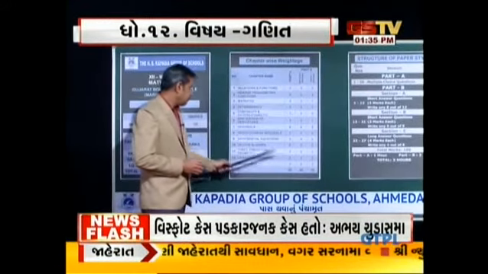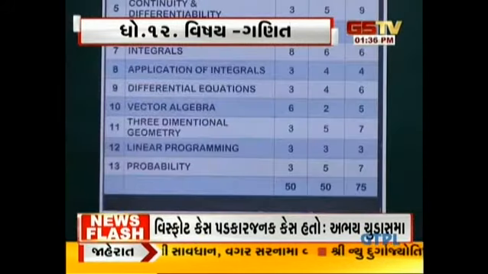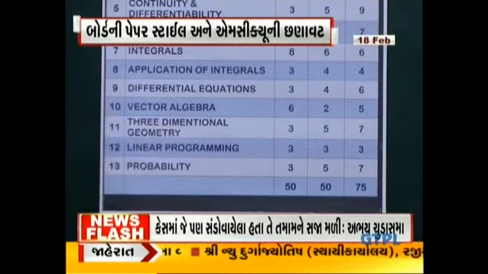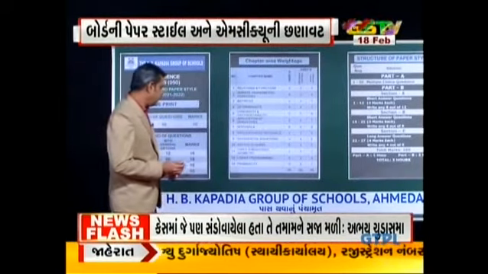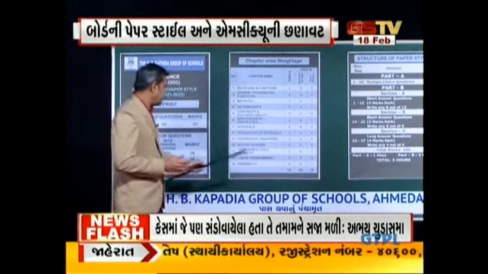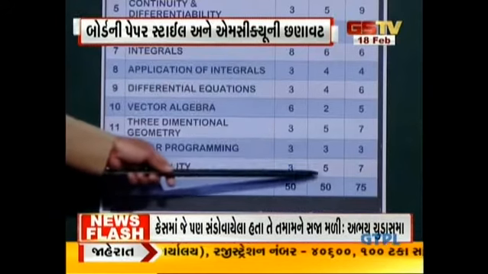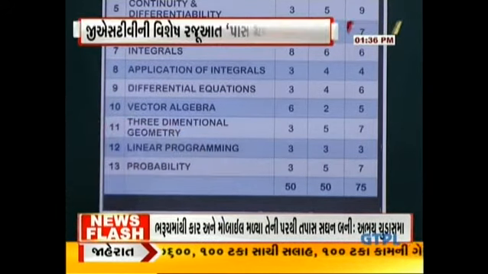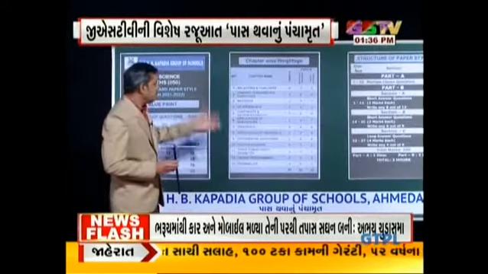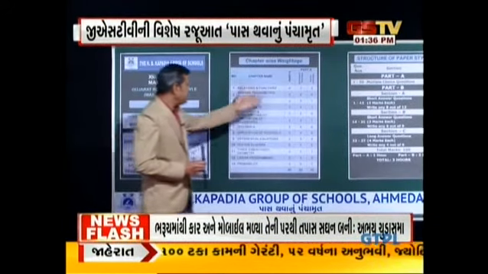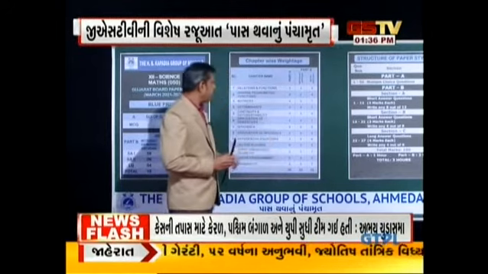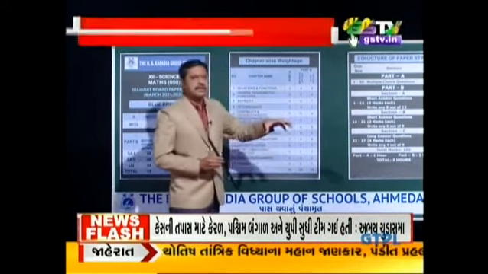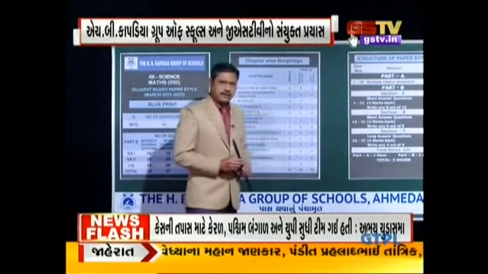Chapter number 12, linear programming, 3 marks for MCQ, 3 marks for subjective and 3 marks with general option for Part B. And the last chapter, probability, MCQ part 3 and without general option 5 marks, with general option 7 marks. So in this way, in chapter wise weightage, students, 50 marks, 50 MCQ for Part A and 50 marks for Part B, and with general option 75 marks are there.